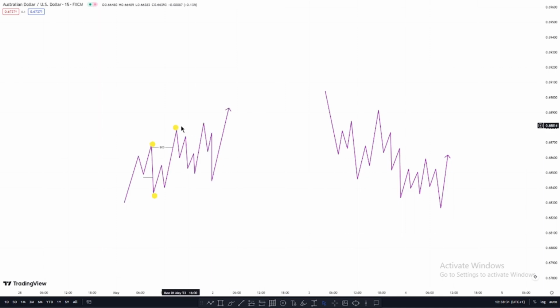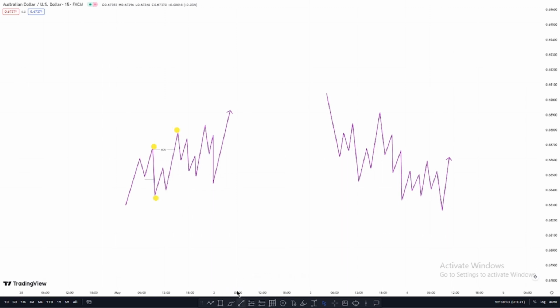This is not your first internal structure low. Now, because this high did not take out any structure point here, this high is invalid. Whereas the retail traders will go ahead and mark this high as a valid high. They will go ahead and mark it as a valid break of structure. That actually is not a break of structure, guys. I want you to understand that. And this is not a high. Now we go to the next high.